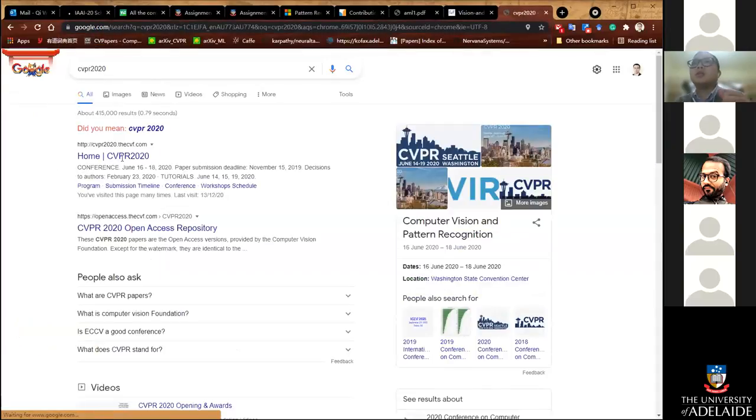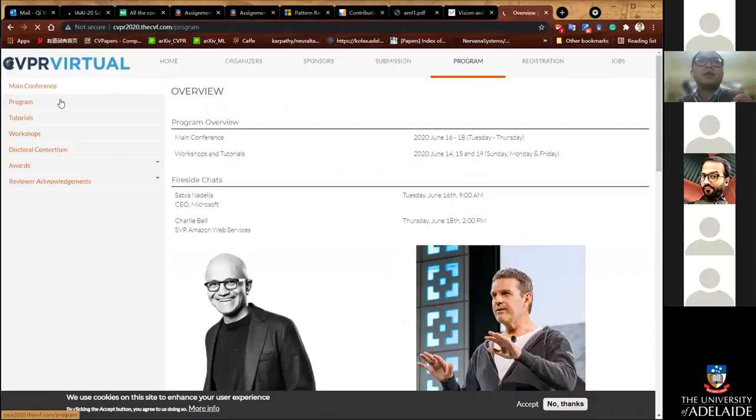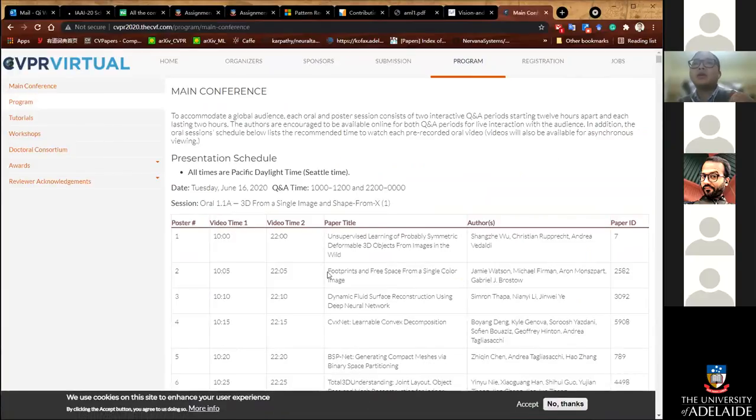So CVPR 2020. Okay, so one program. You can see the paper title, "Unsupervised Learning of Probably Symmetric Deformable 3D Object from Images in the Wild." This is a typical research paper about computer vision.